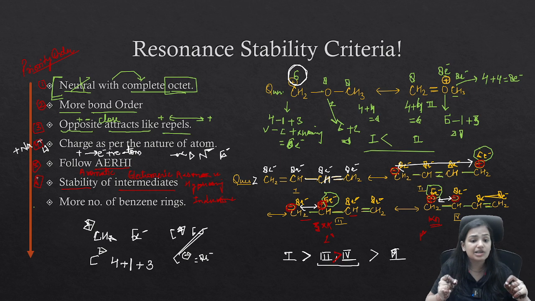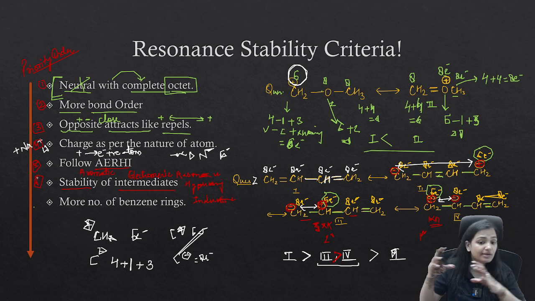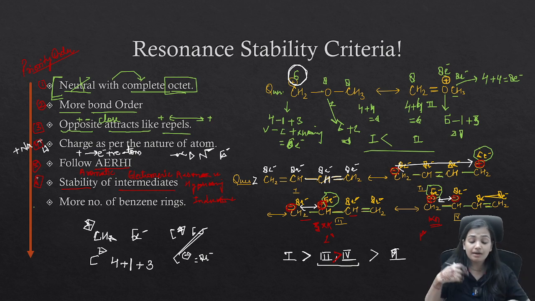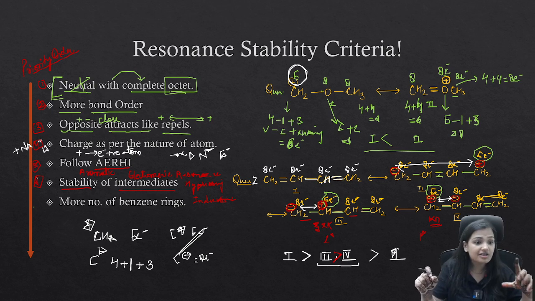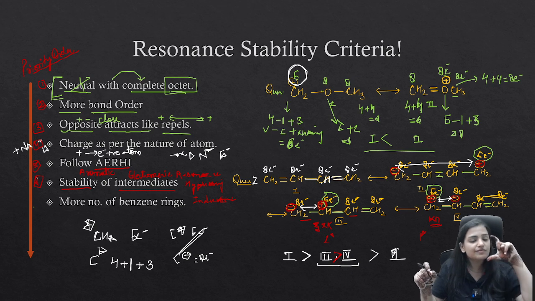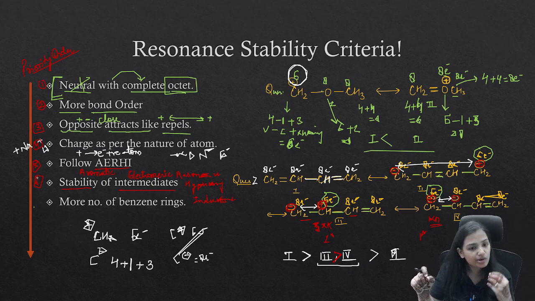Now the last point is, whenever you have compounds where we have more than one benzene ring, among all the structures, that particular structure will be more stable where we have more number of benzene rings. So guys, in short, I have given you all these 7 points. If you follow these 7 points in that priority order, you will be able to solve your question.